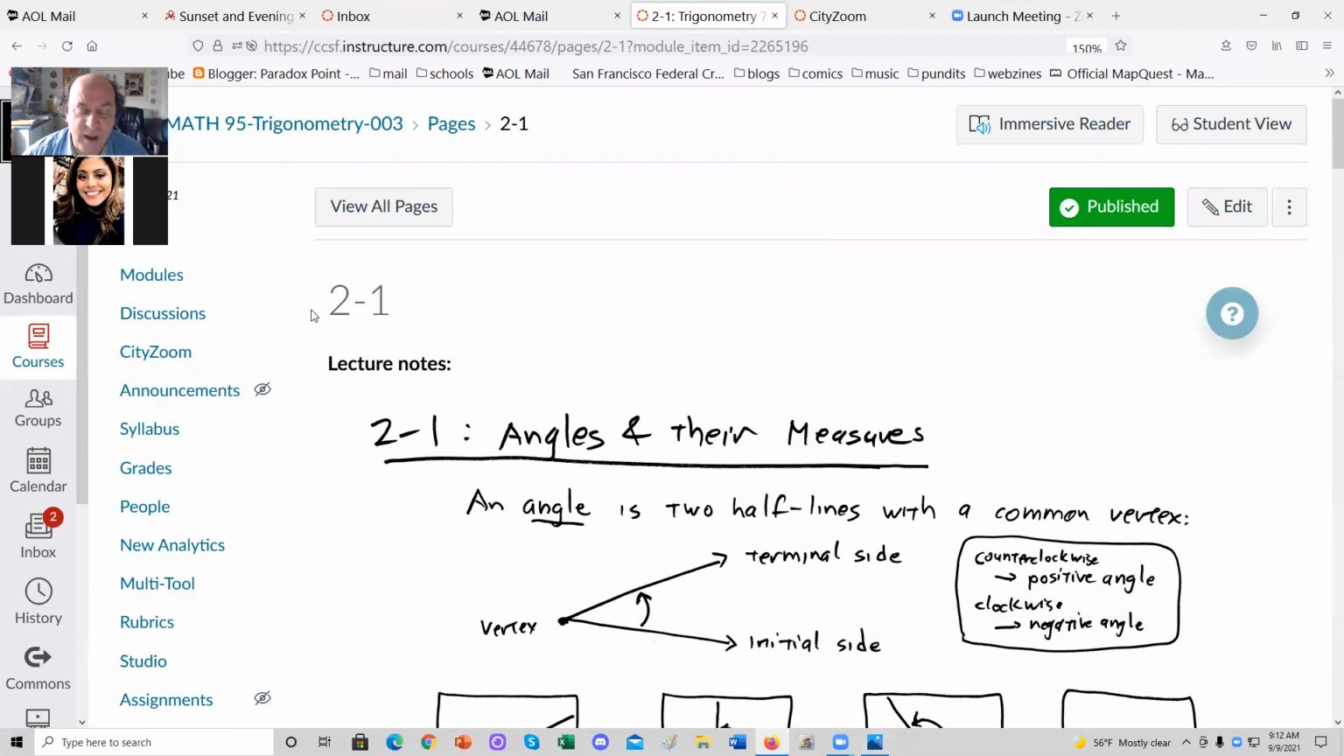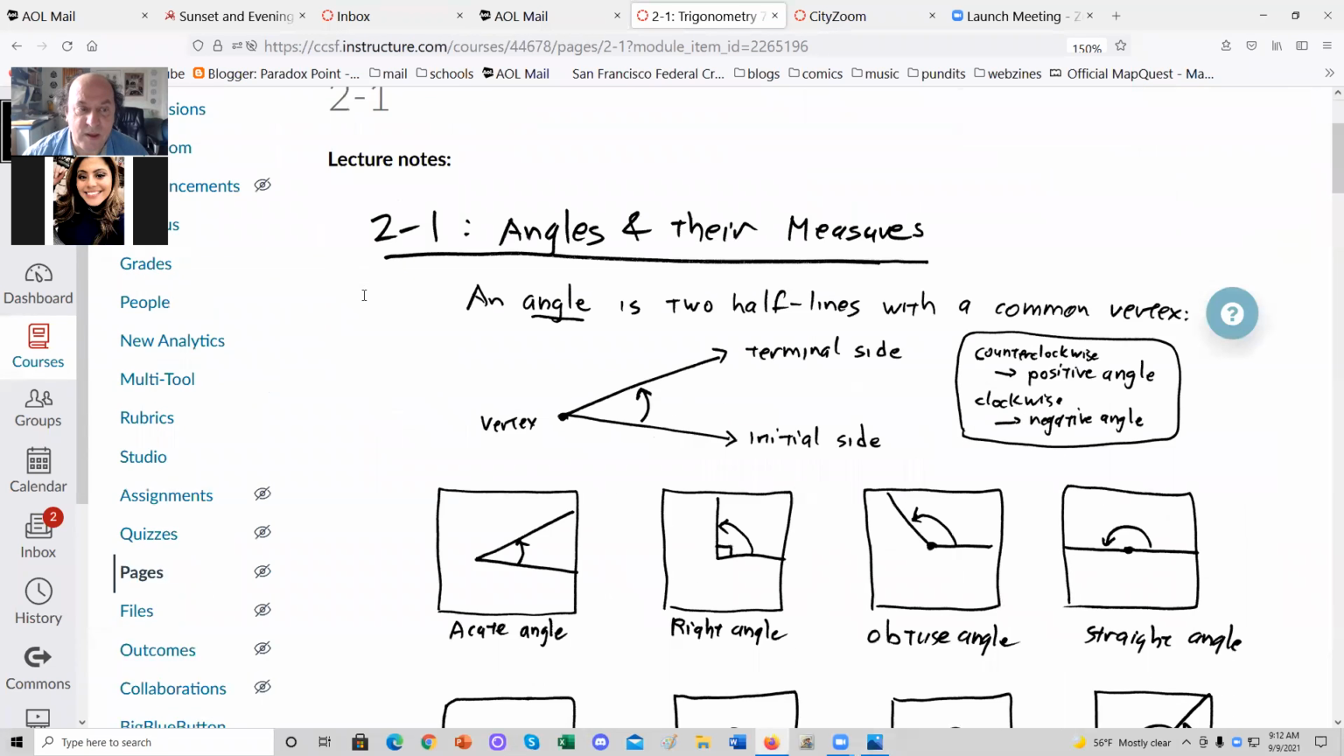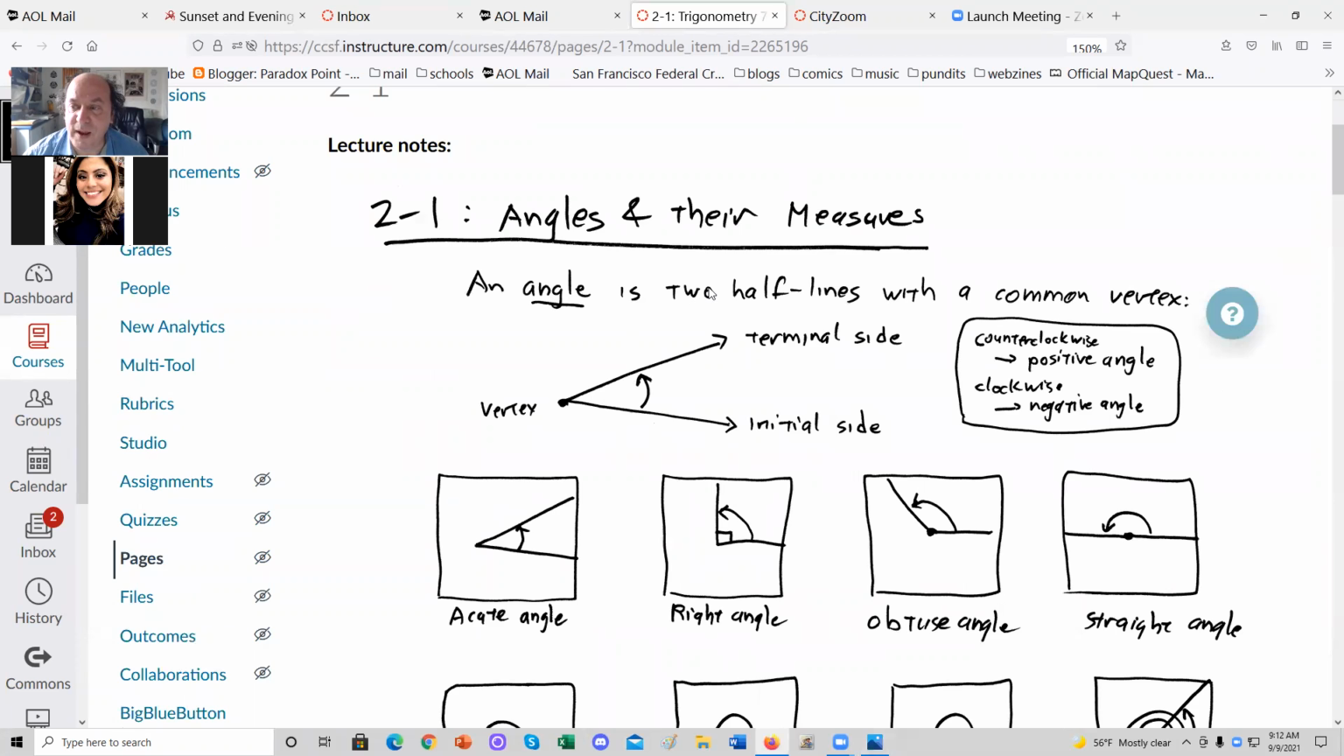All right, for today, section 2.1, angles and their measures. They define an angle as when two half lines share a common vertex. One side is called the initial side, another side is called the terminal side. You can think of it as a rotation of this half line into this half line, initial into terminal. If it's a counterclockwise turn, that's a positive angle. If it's a clockwise turn, that's a negative angle.